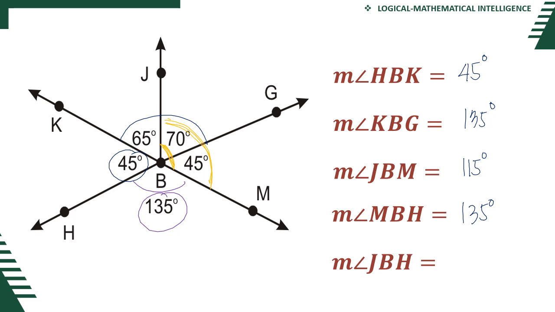And lastly, for JBH, where is JBH? Okay, so referring to this one, JBH. So that means this angle. Okay, this angle. So 65 plus 45 degrees, that would be 110 degrees. Alright? So that's all. I hope you understand how to get the angle measures based on the given existing figures and applying the relationships of angles that were discussed a while ago.